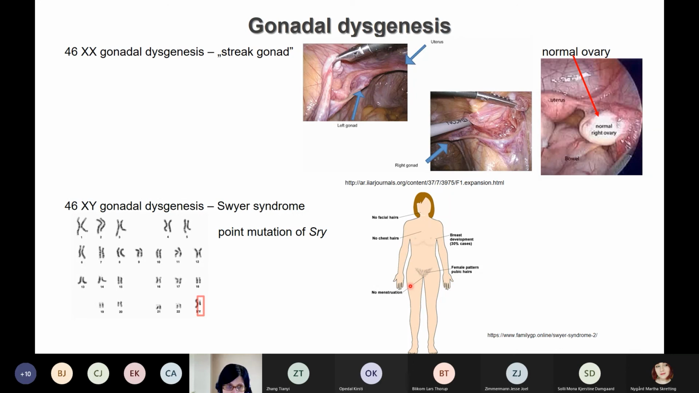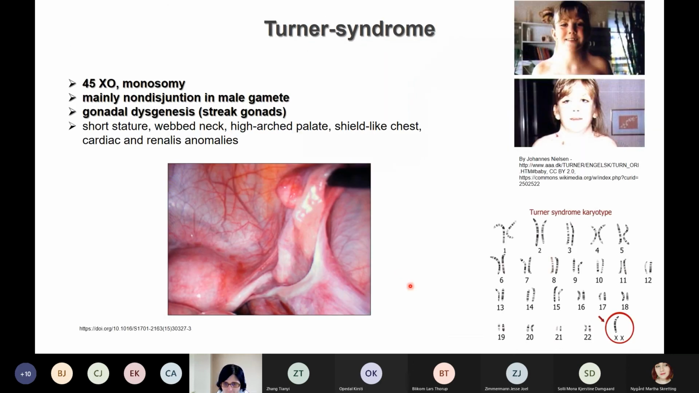Gonadal dysgenesis is also visible in Turner syndrome, which you have already heard about. This is the only monosomy which is compatible with life. It is caused by the monosomy of the X chromosome. The karyotype is 45,X0. It is caused mainly by non-disjunction in a gamete. So here the second X chromosome, one chromosome, is missing.